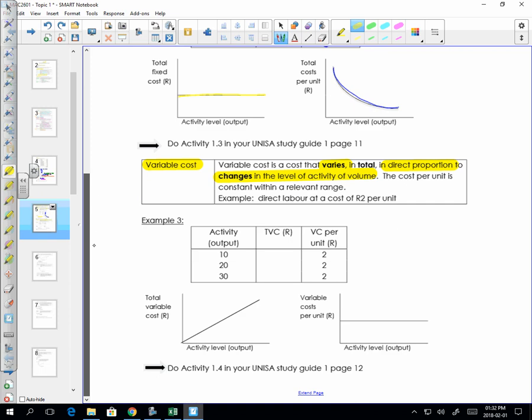So here is a little example. If your variable cost, the cost per unit will be the same. Do you agree? So the cost per unit is the same per person, or per unit, as I said. But the more I produce, the more it's going to cost me. So if I make 10 units, I'm going to spend 20 Rand. If I make 20 units, I'm going to spend 40 Rand, and so on and so on. So the more I make, the more I spend, it goes up, but in a straight line, because it's a fixed cost per unit. However, variable costs vary in direct proportion to production. Production, output, same thing. Happy with that? Nice and easy.